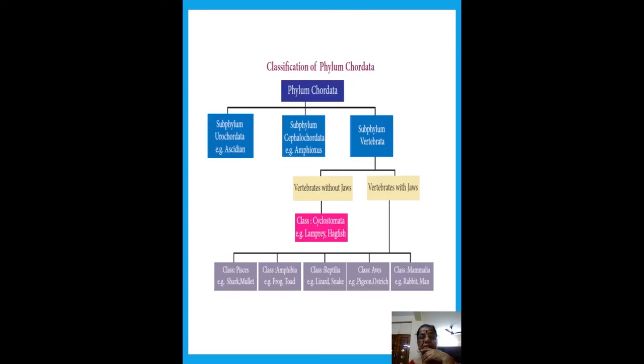As phylum Chordata, as I said now: subphylum Urochordata, example Ascidian; subphylum Cephalochordata, example Amphioxus; subphylum Vertebrata, they are again vertebrates without jaws and vertebrates with the jaws. Vertebrates without jaws are Cyclostomata, example hagfish and lamprey. Whereas vertebrates with the jaws are shark class Pisces, amphibian, reptilia, aves and mammalia. Look at the examples: shark and mullet, frog, lizard and snake, pigeon, rabbit and man. This is for phylum classification, phylum Chordata.